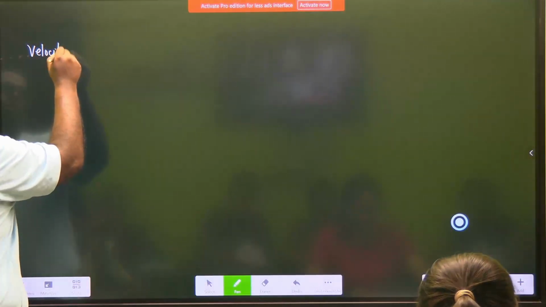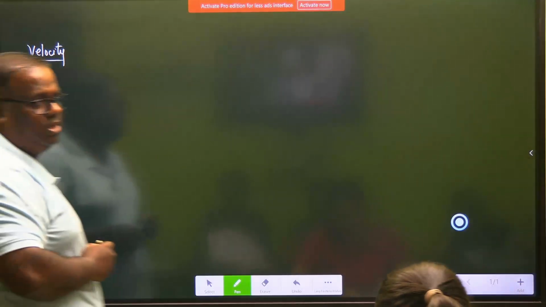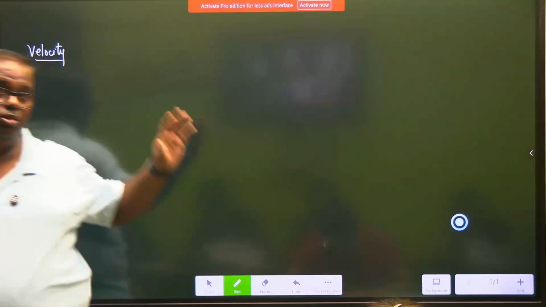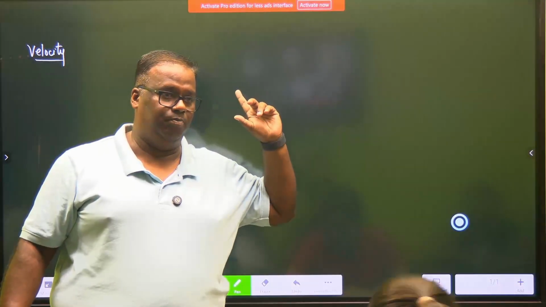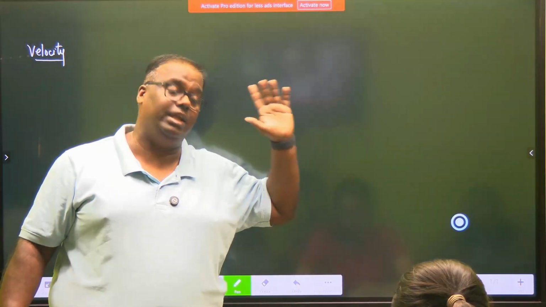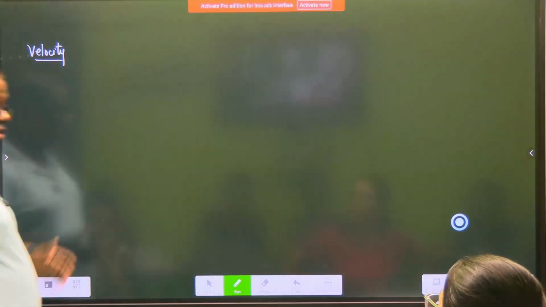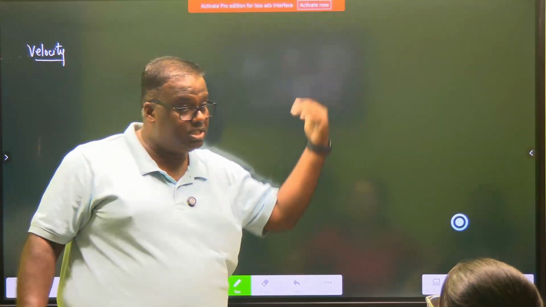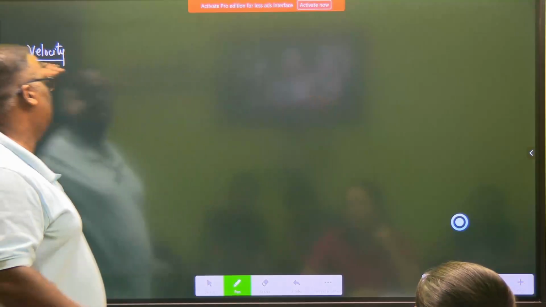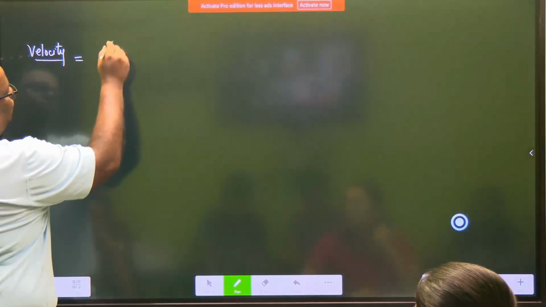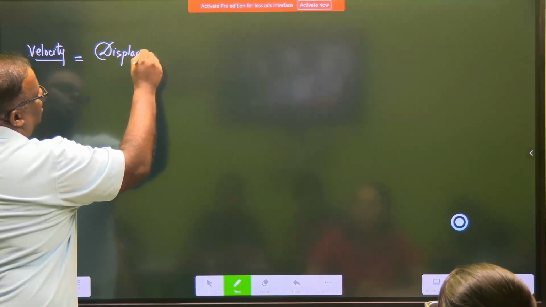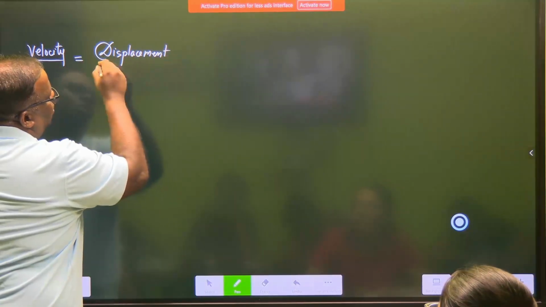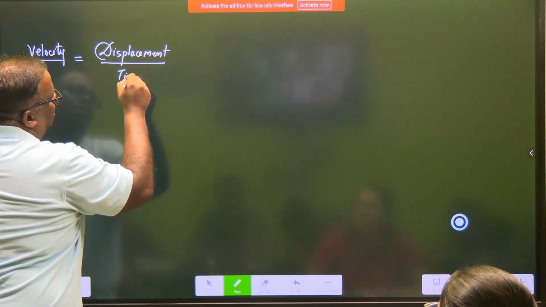Children, by definition, if you open the book, it will take only 2 minutes to understand, but you need to have an in-depth, good grasp of this topic, because people will fumble this in grade 11 also. So let's understand what is velocity. Now, as you understood, speed is the ratio of distance over time. Velocity is the ratio of displacement over time.